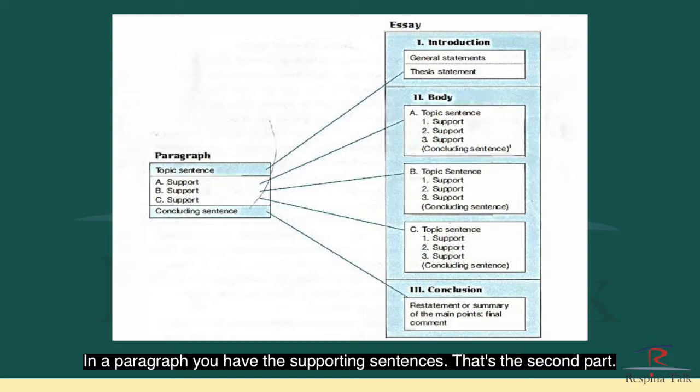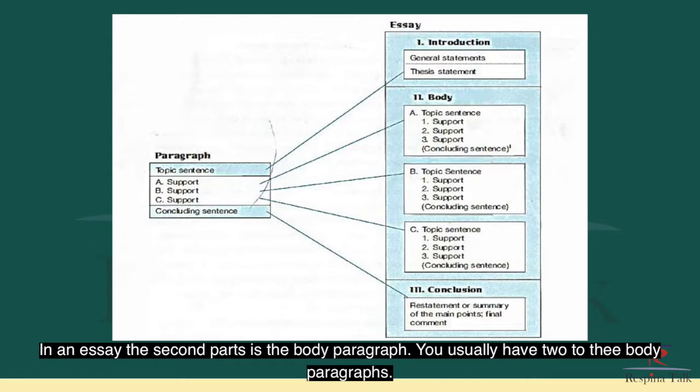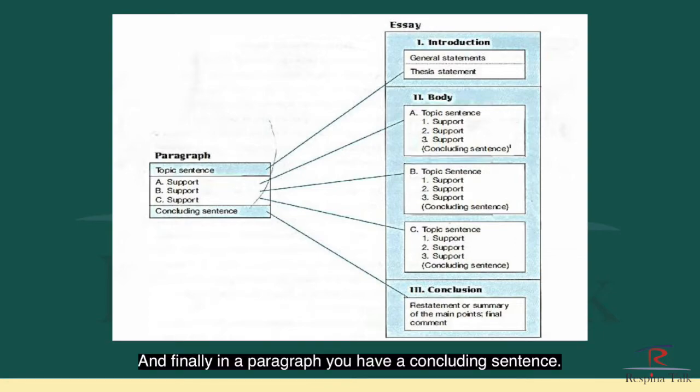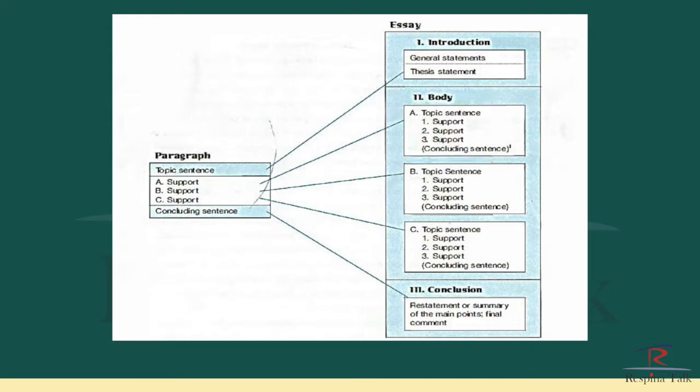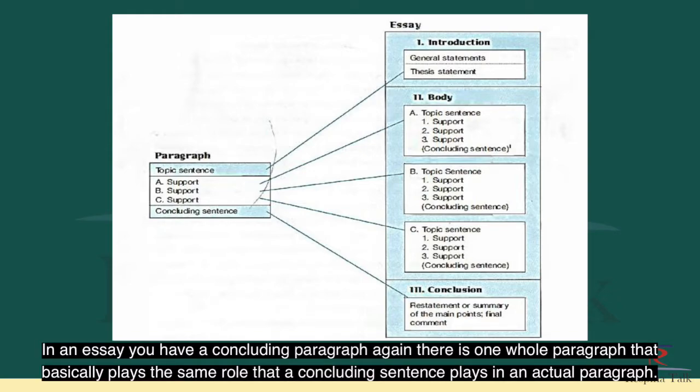In a paragraph, you have the supporting sentences. That's the second part. In an essay, the second part is the body paragraph. You usually have 2 to 3 body paragraphs. And finally, in a paragraph, you have a concluding sentence. In an essay, you have a concluding paragraph again. There's one whole paragraph that basically plays the same role that a concluding sentence plays in an actual paragraph.